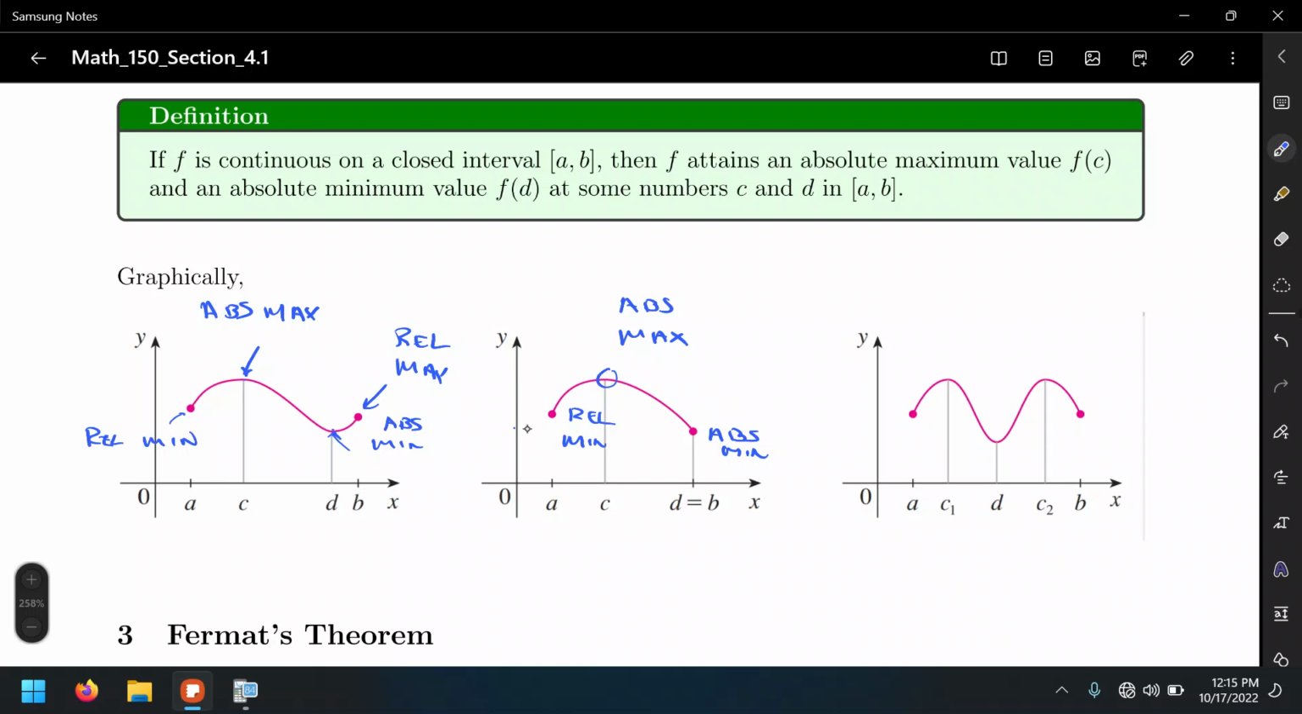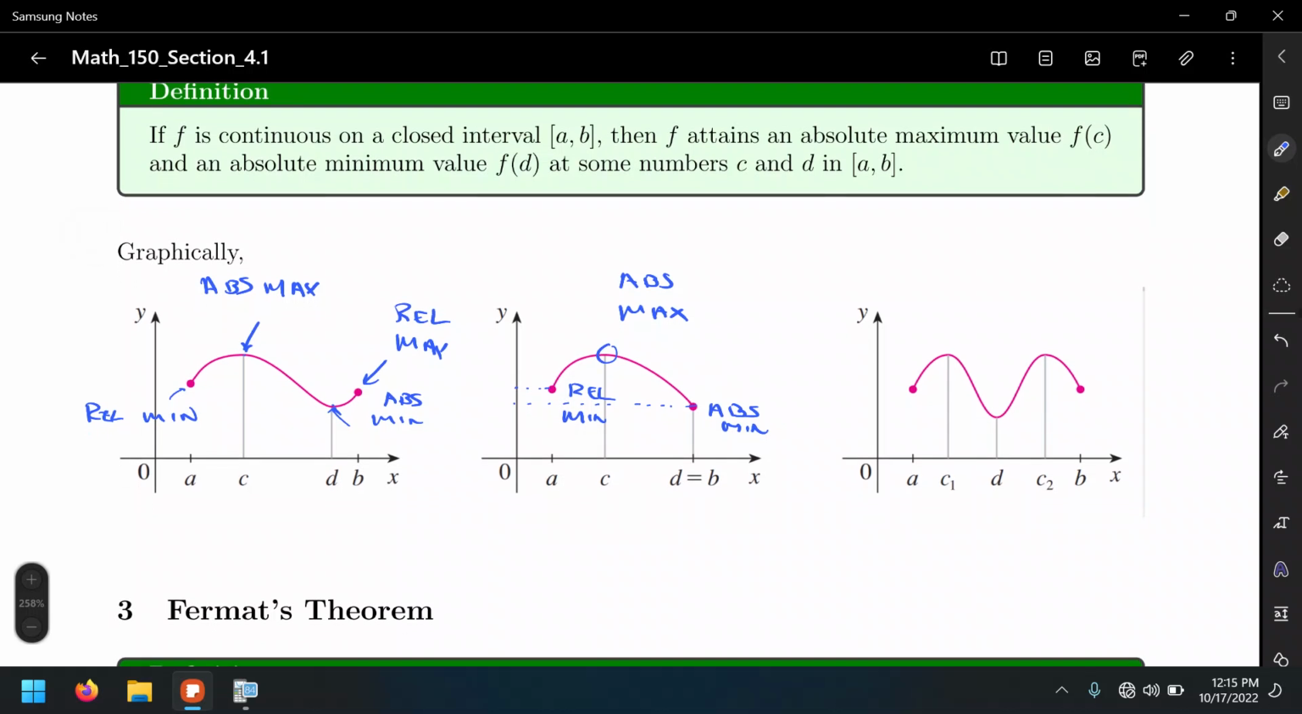Because look at the values of y related to these two points. This one is somehow smaller than this one in y value. That's what makes it an absolute min, the lowest of them, versus the relative min, which is slightly higher, but still located at a lower point. All right, what do we have here?